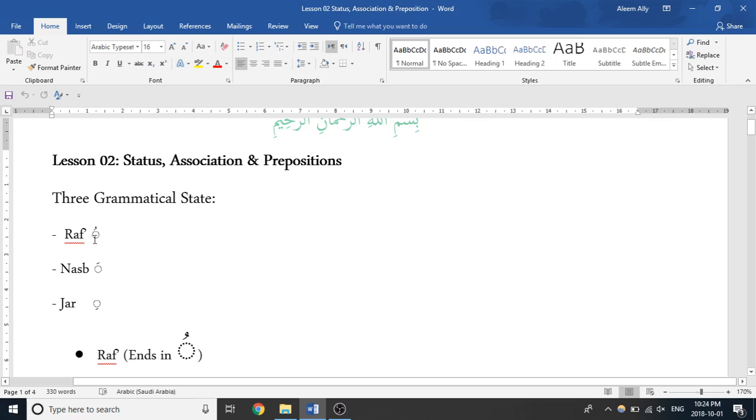Now this isn't always the case, and there are exceptions to it. Sometimes you can have a word that's in a state of jar, but it will have a fatha instead of a kasra. We're going to learn those exceptions later on. For now, remember: rafa, when a word ends with a dhamma, the thing that makes an oo sound. Nasb, when a word ends with a fatha, the thing that makes an a sound. Jar, when a word ends with a kasra, the thing that makes an e sound.